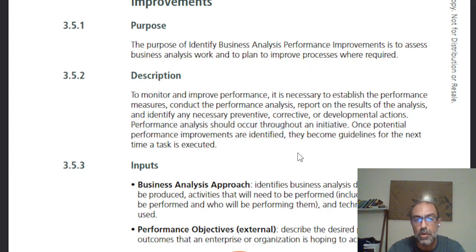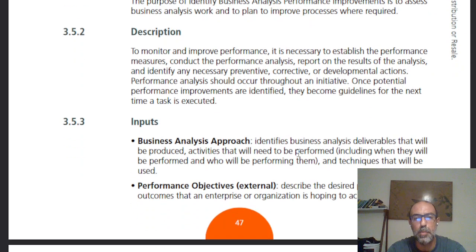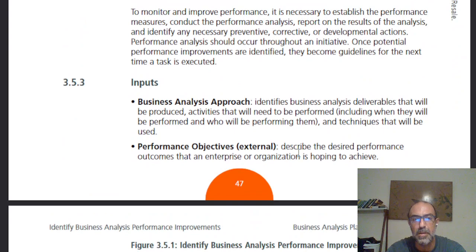So performance analysis should occur throughout the initiative, not when it's done. You can do it when it's done, but again, you'd be taking about 10 to 20% of it. That's basically real life experience. Anytime you experience something in real life, if you don't sit with it and process it, you just basically get the end result, which is not what we really want. Once potential performance improvements are identified, they become guidelines for the next time a task is executed. You get it? So what we're doing is we're building upon our experience in smaller chunks so that the whole experience becomes a lot more valid. Let's say rich, a lot more rich.